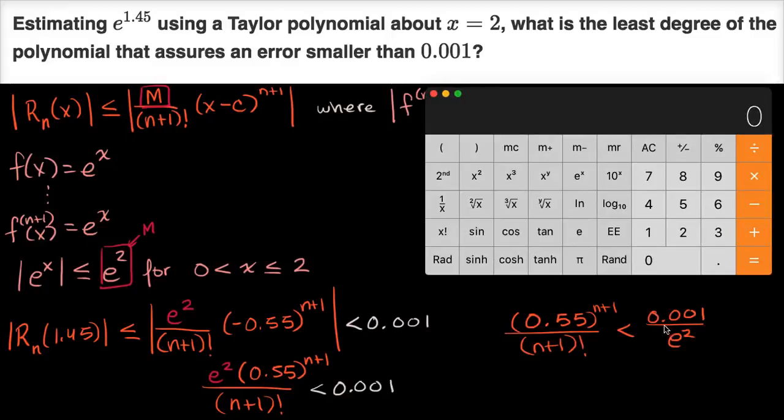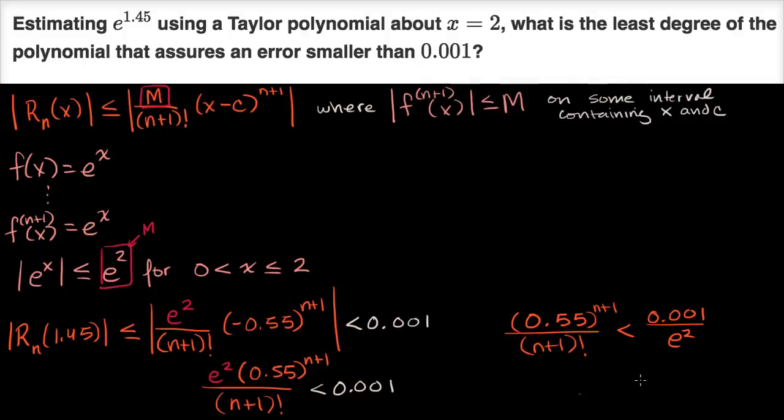So first, I'm just going to figure out what 1,000th divided by e squared is. So make sure it's cleared out. Let's take e squared, take its reciprocal, and then multiply that times 0.001. It's about 0.000135, so it's 3 zeros. So this needs to be less than 0.000135.